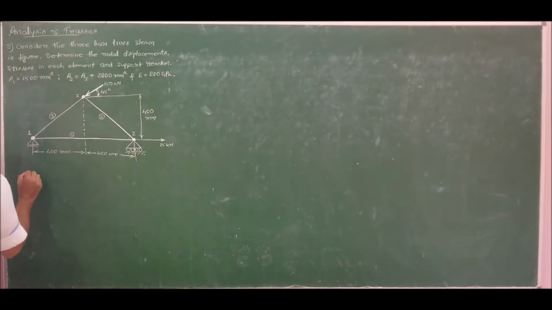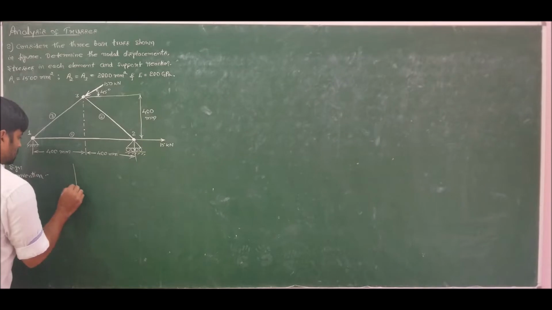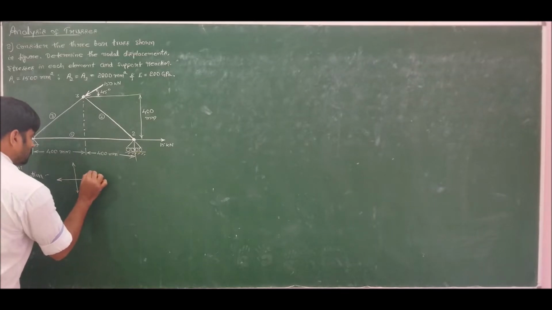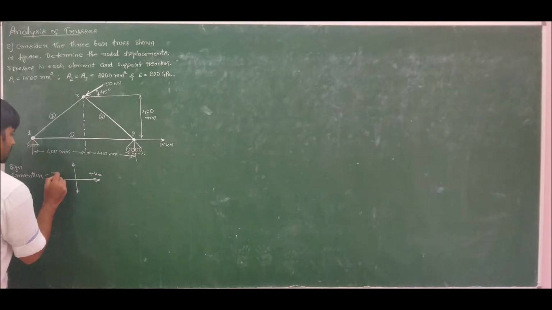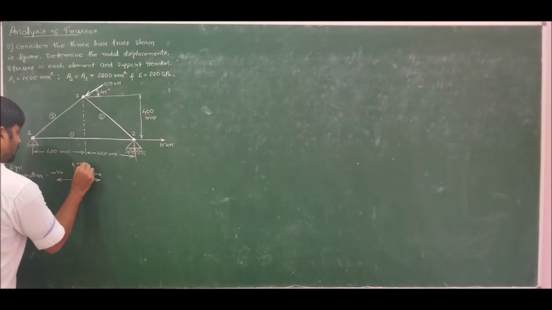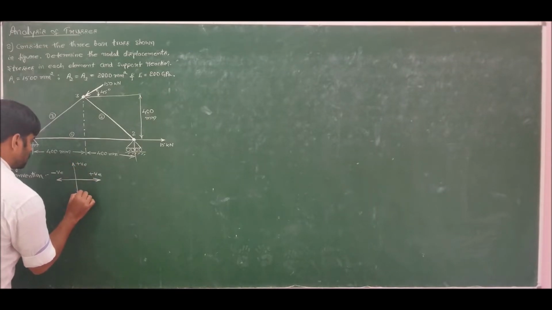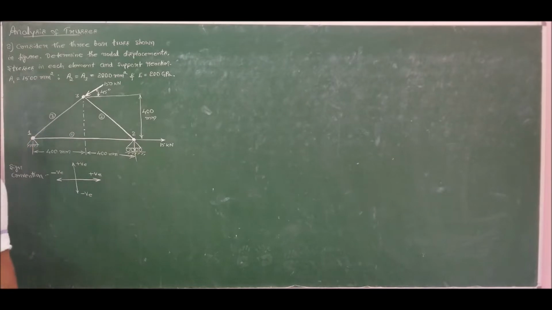Now, coming to the sign convention for force, it is based on the coordinate axes of the Cartesian coordinate system. So, force acting from left to right is taken as positive, whereas force acting from right to left is taken as negative. Force acting upwards in the y-axis is positive, force acting downwards in the y-axis is negative.